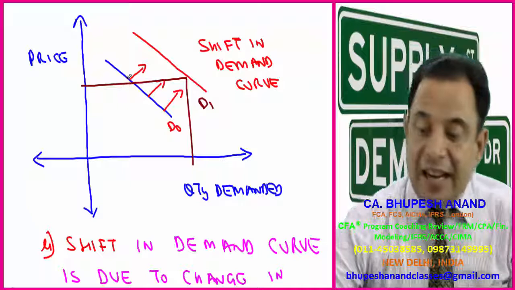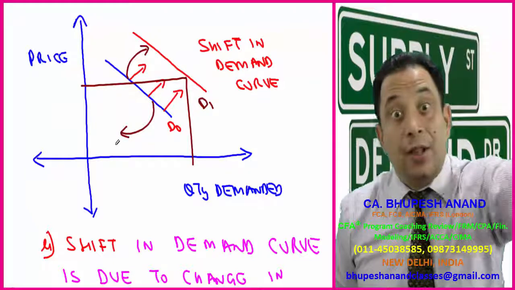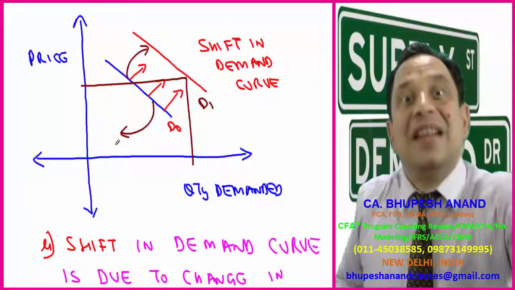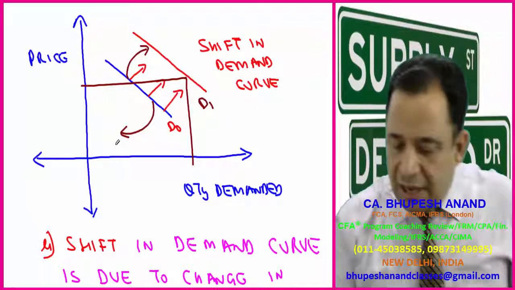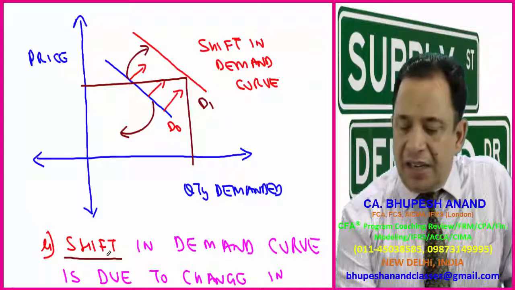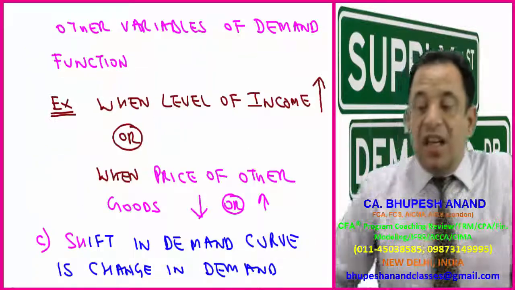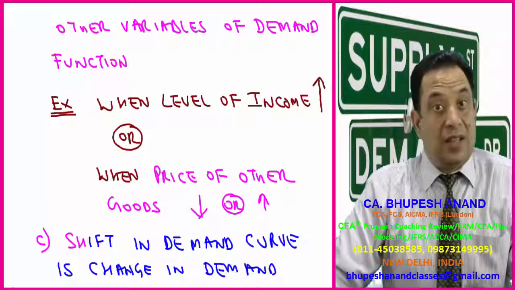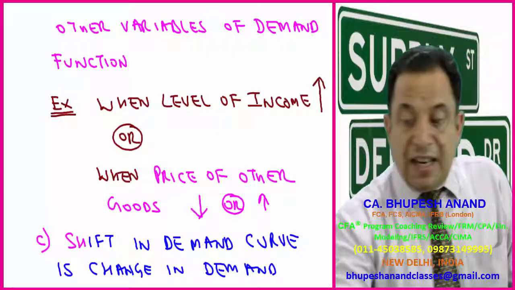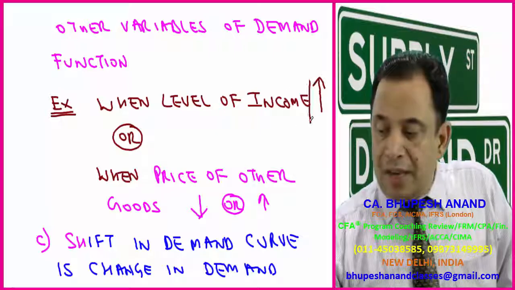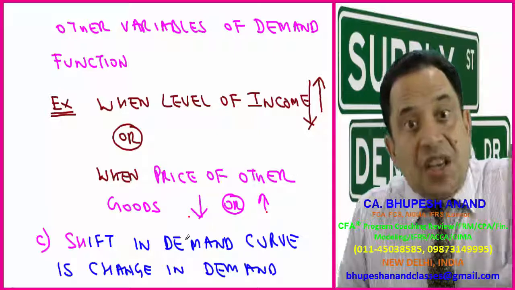Now my demand curve can shift either to the right side or to the left-hand side. That we have to take care of, because a right-hand shift will tell me something different from a left-hand shift. In point B I have written: shift in demand curve is due to change in other variables of the demand function. And we know the variables of the demand function: income, price of substitutes, price of complementary products. So when the level of income increases or decreases, or when the price of another product increases or decreases, there will be a shift in the demand curve.